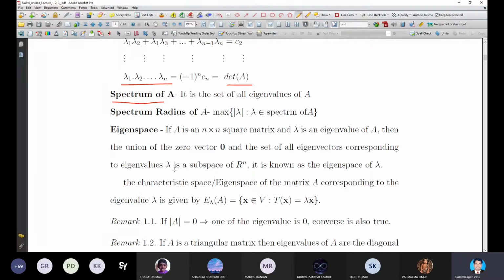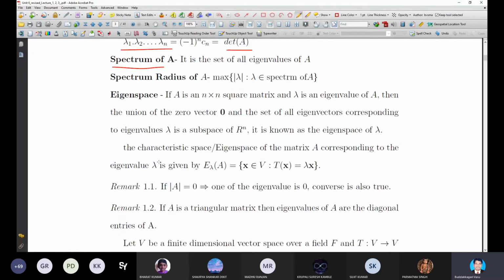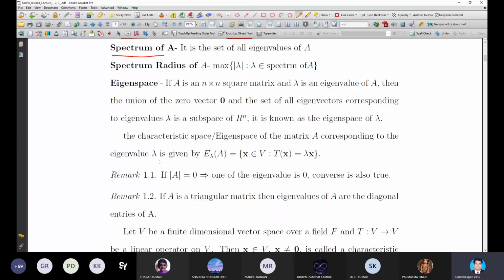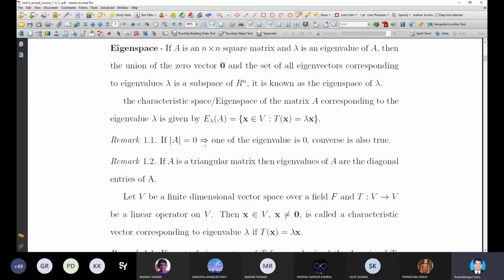If determinant of A is equal to 0, it means one of the eigenvalues is 0, if and only if one of the eigenvalues is equal to 0. Why? Because the product of all the eigenvalues is equal to the determinant of the matrix. Determinant of A equal to 0 means that one of the eigenvalues is equal to 0. At least one eigenvalue is 0.